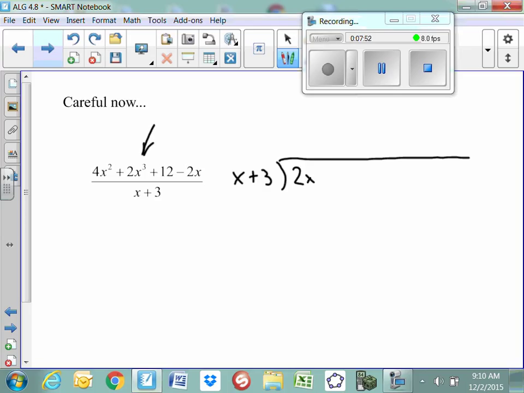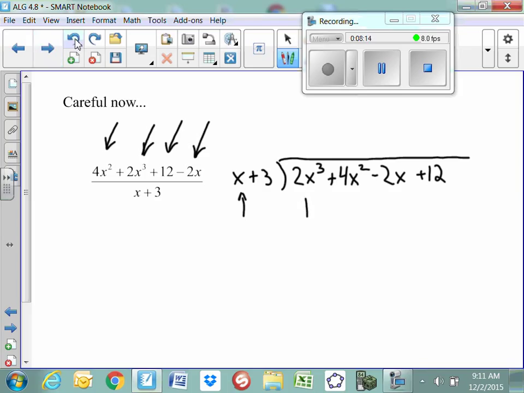That first, that's third degree. Then do your second degree, 4x squared. Then do your first degree, minus 2x. So you've got to sometimes reorder them. And now we're going through the same process: leading term into leading term.